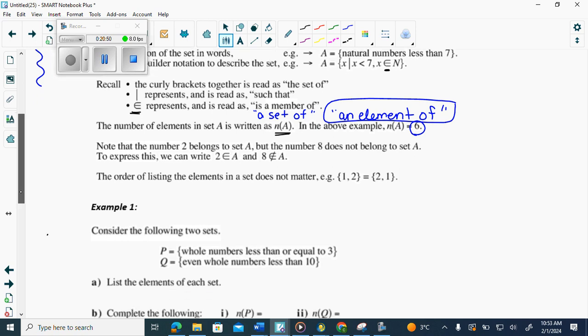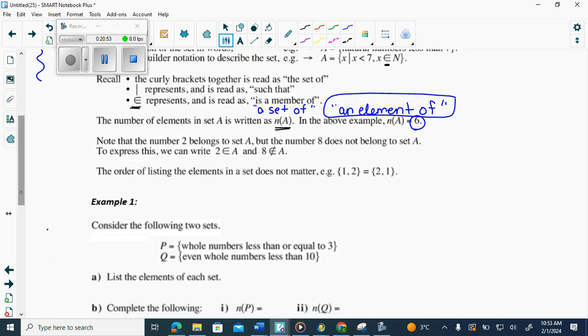So here it says, note that the number 2 belongs to set A, but the number 8 does not belong to set A. So how you can show that is 2 is an element of A, so 2 is in the set A, whereas 8 is not an element of A. That's what that little symbol means. And the order of listing the elements in a set does not matter. So if you list 1, 2, or you list 2, 1, or you list 1, 2, 3, 4, 5, 6, or you list 1, 3, 5, 6, 2, 4, it doesn't matter the order. It's just that you might miss something if you don't do it in order. So I didn't even remember which ones I stated when I was doing it.